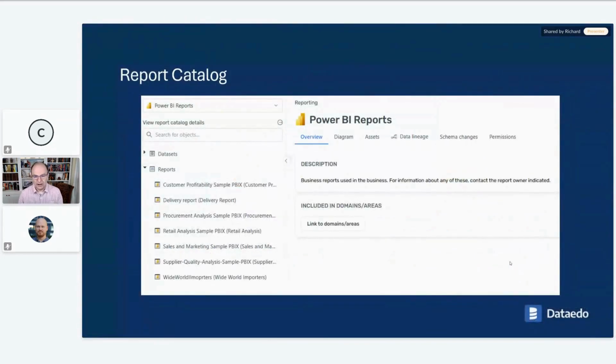Here's what the report catalog looks like in Dataedo. This is front end, where we're looking at the reports from Power BI and information about them. If we clicked on one of these, we would get different metadata. But the idea is being able to gather together that information and present it to users so that they can understand.